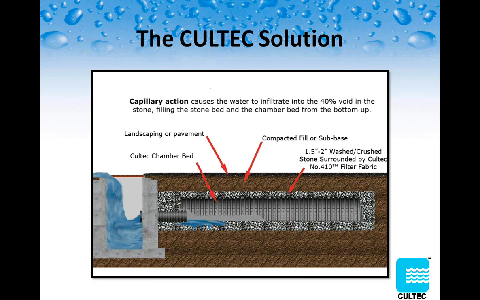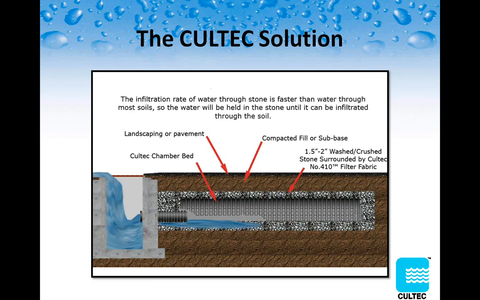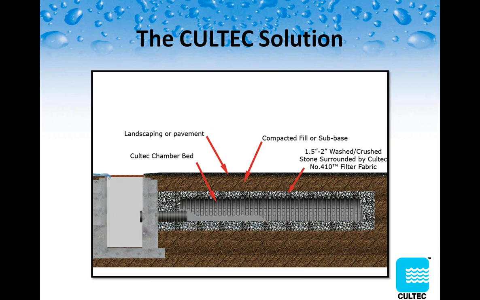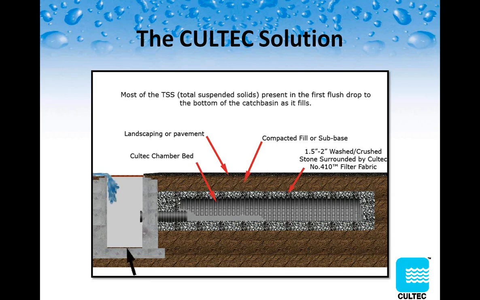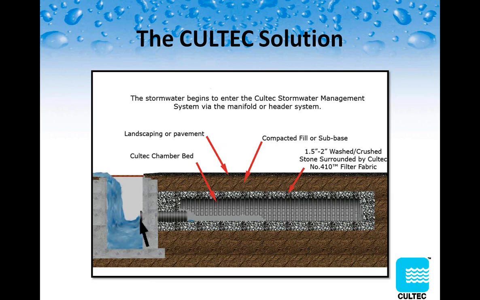Now, a common misconception is that when they look at rows of chambers, they think that the water flows down each individual row like it would a separate pipe. But actually what happens is the water enters into the chambers, it falls into the 6-inch base of stone, and it feeds from the bottom, builds up typically like if you were filling up a pool or a bathtub.